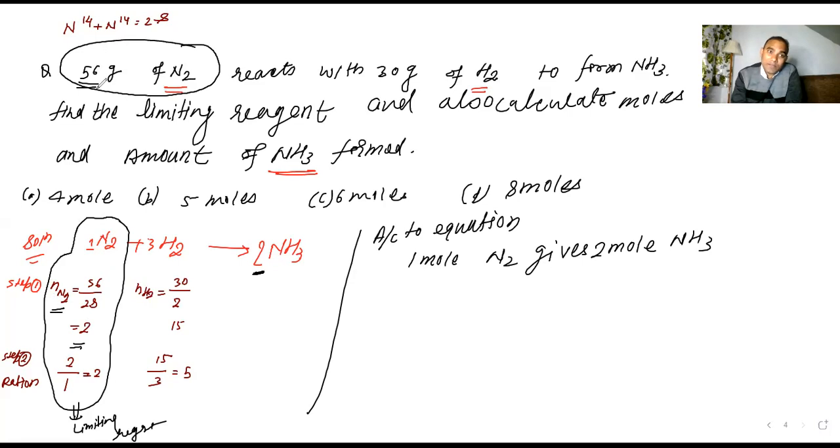So 56 gram is there, meaning how many moles? Given mass upon molar mass: 56 is the given mass, molar mass 28. So how many moles are you getting? 2 mole. So we have 2 mole N2. 2 mole N2 gives how many moles NH3? 4 moles. 4 mole. Are you able to understand?